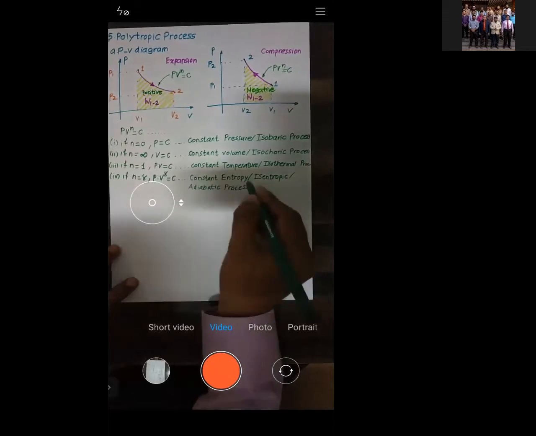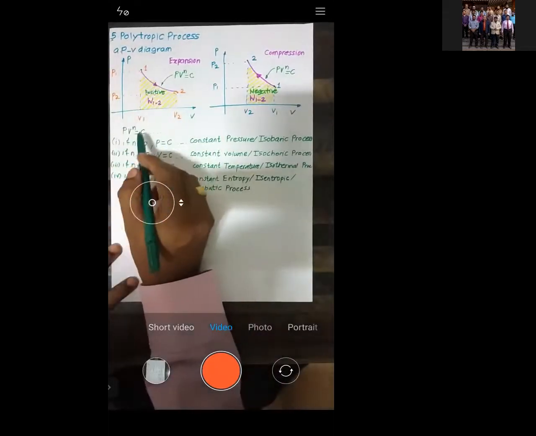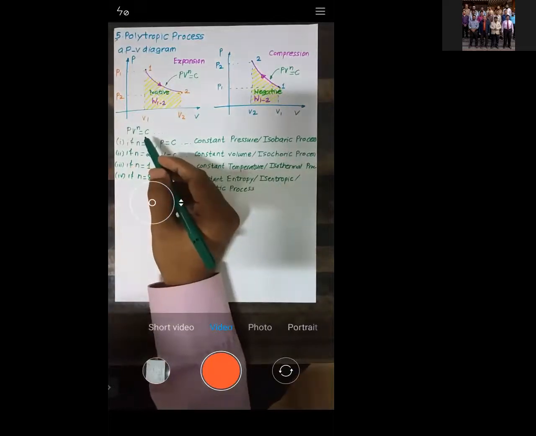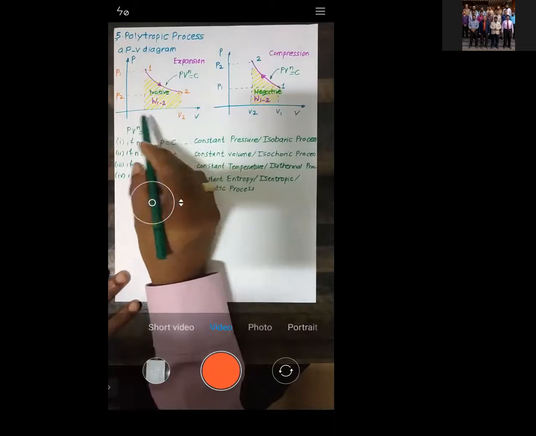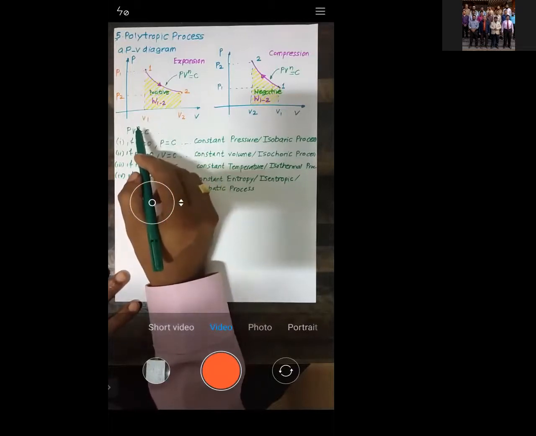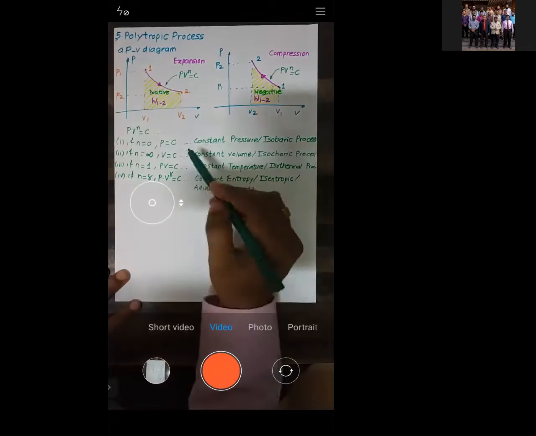If you just see this process, it's a generalized process, that is PV^n = C. It's a generalized process, right? So in this equation, if you put different values of n, you will get different processes.